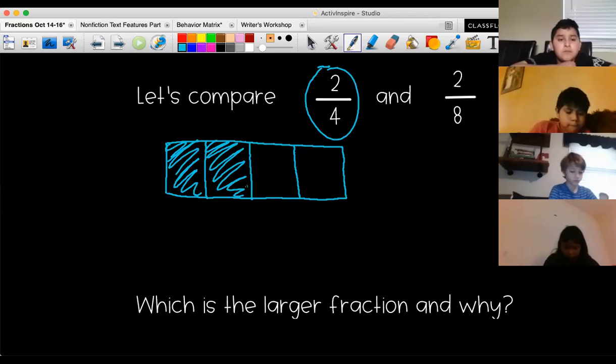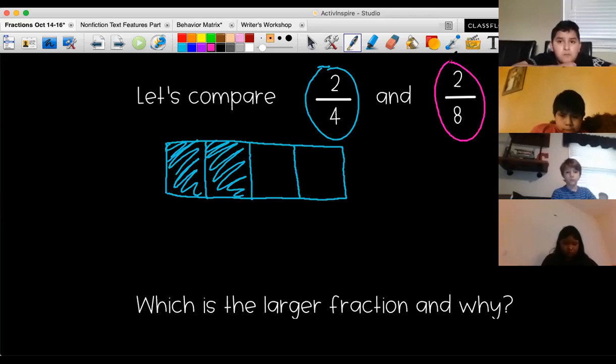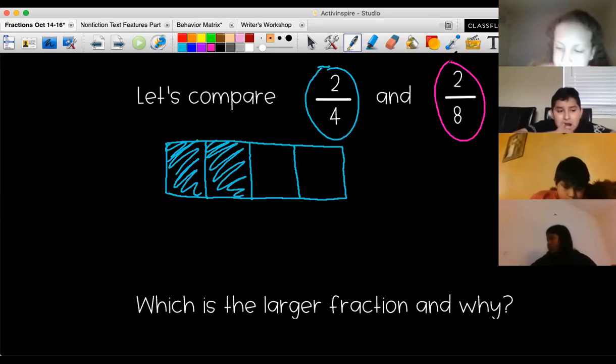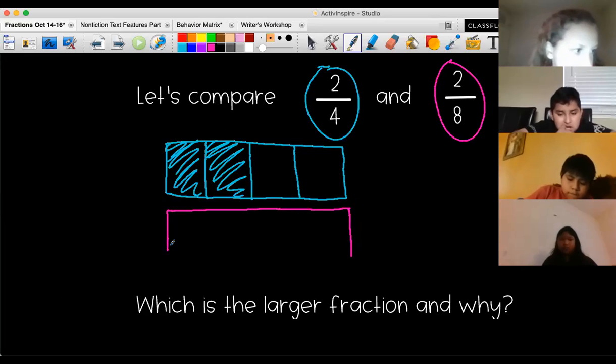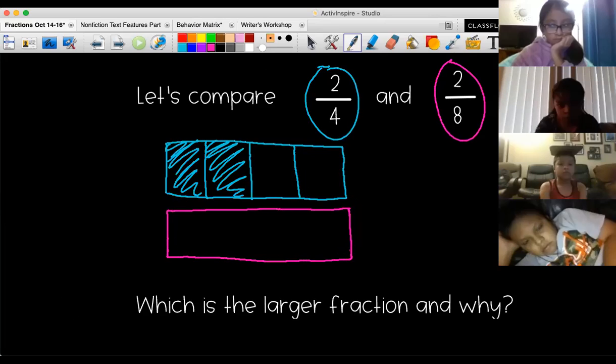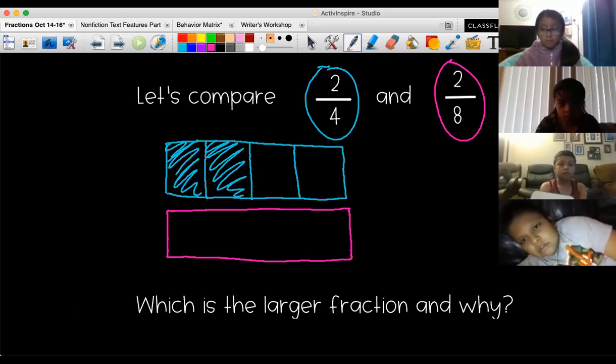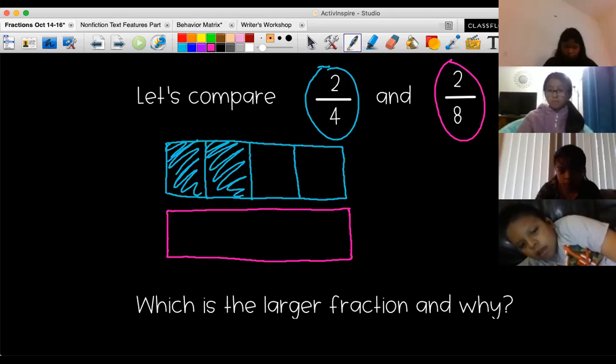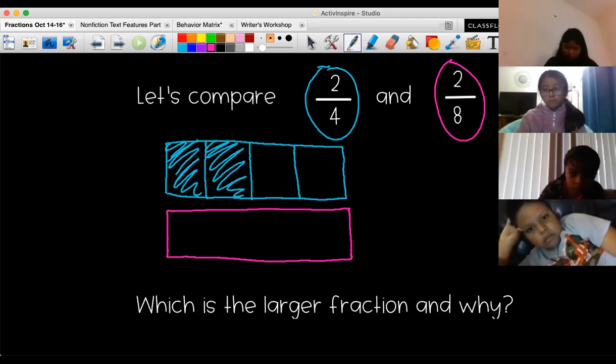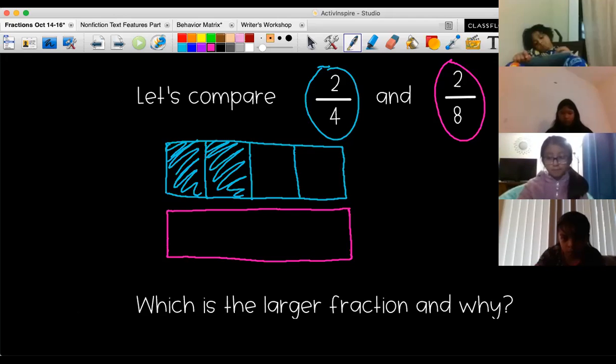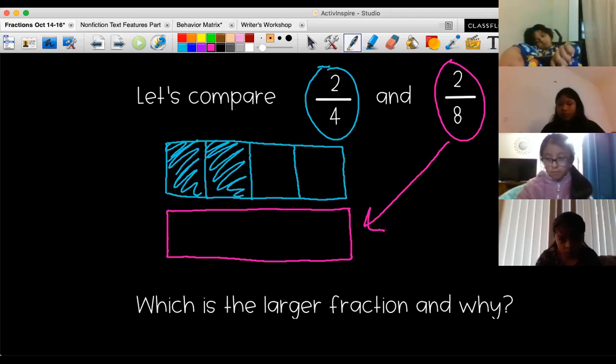Okay, and then CJ, what am I going to do next? If I'm going to look at 2/8, what do I need to do? You need to draw the base and make sure it's the same size as 2/4. Yep, drawing the rectangle, and I need to make sure that the rectangle is the same size. And then, Eric, how many equal pieces am I going to divide this one into for 2/8? So I'm drawing out 2/8 right here. What's my denominator? 8. So I'm going to divide it into 8 equal pieces.